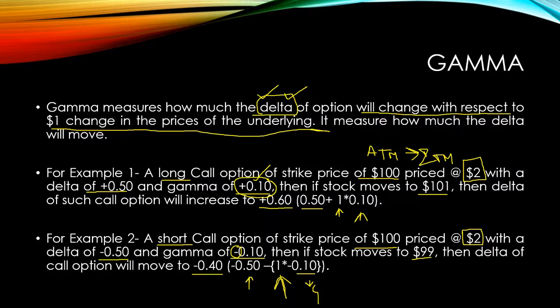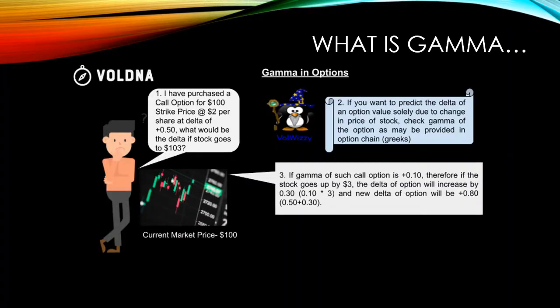So let's move forward. This is just the pictorial explanation of the previous example. If I have purchased a call option at a $100 strike price at $2 per option, and the delta of such an option is currently 0.50, what would be the delta if the stock goes to $103? All of you can easily calculate that the new delta of the option will be 0.80. 0.50 is the original delta and 0.30 is the increase in delta due to gamma. So let's move on to the next slide.